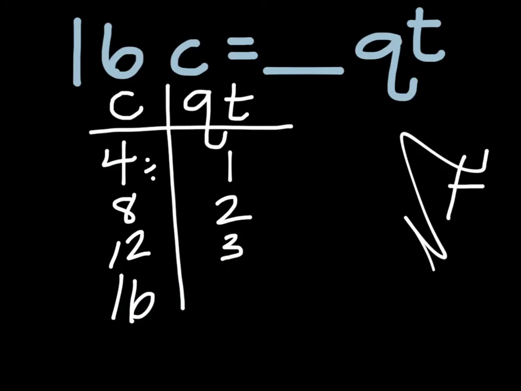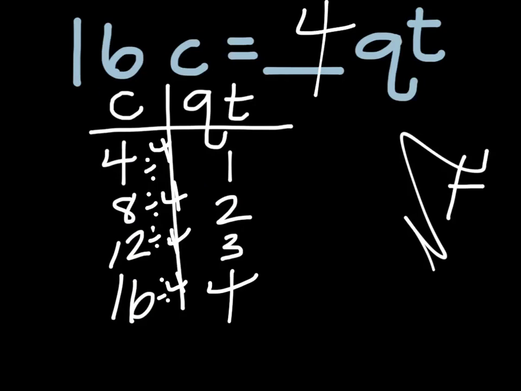What would I divide 4 by to get 1? 4. See, when you start with the 1, it always makes it easy. What am I going to divide 8 by to get 2? 4. So each time I'm dividing by 4, so what should I do here? Divide it by 4. 16 divided by 4 is? 4. 16 cups is 4 quarts. What else is 4 quarts? A gallon. That's right.